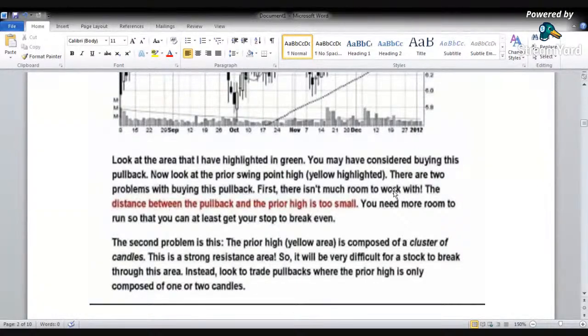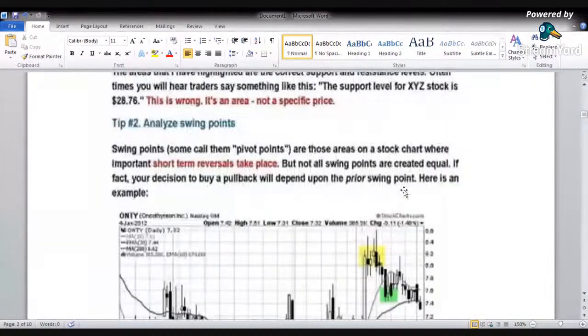So this is the second tip. Analyze the swing pivot point.